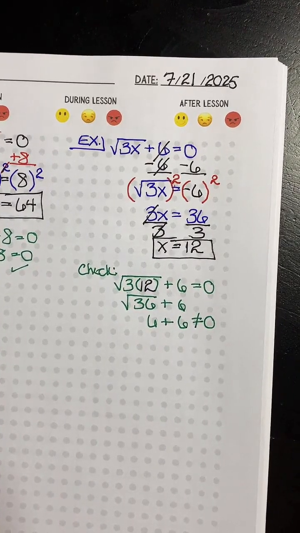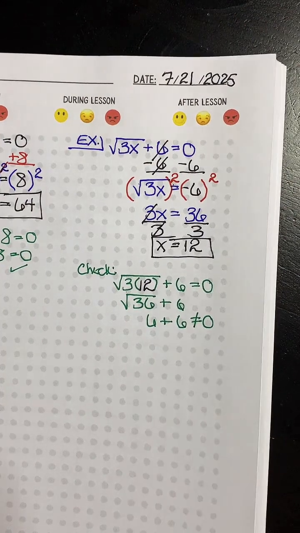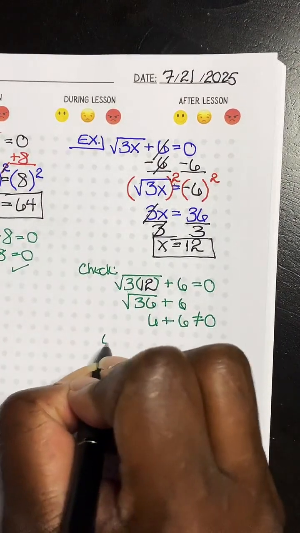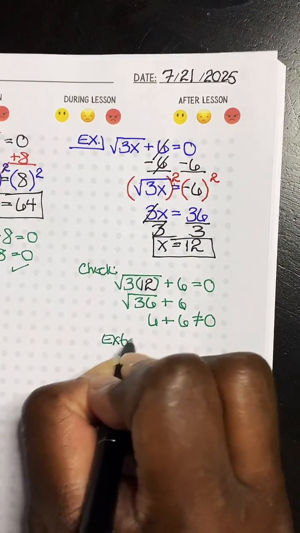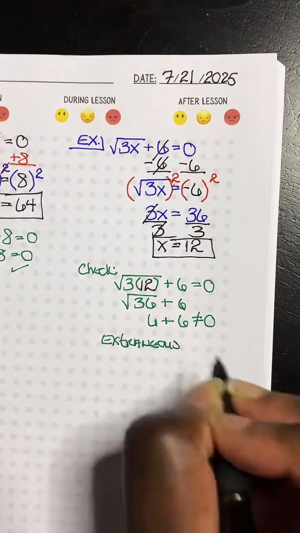So right there, 12 cannot be our solution. It's an answer, but it's not our solution to this. This is what's called an extraneous solution.